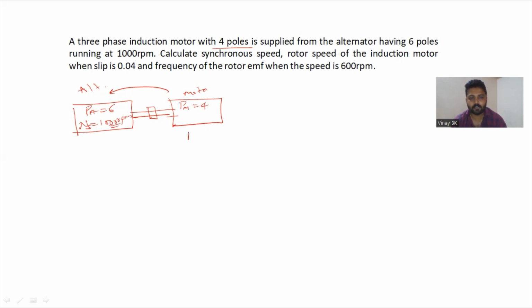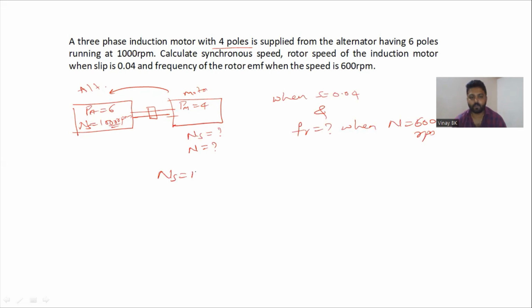They asked you to find the synchronous speed of the motor and the rotor speed of the motor when slip s equals 0.04. Then you need to find the frequency of the rotor, Fr, when N equals 600 rpm. For the first case, to find the synchronous speed of the induction motor, you know that Ns is given by 120 f divided by poles of the motor, but the frequency is not given.